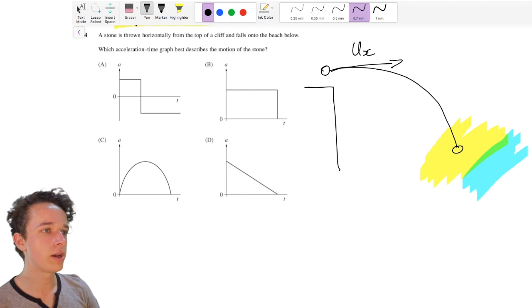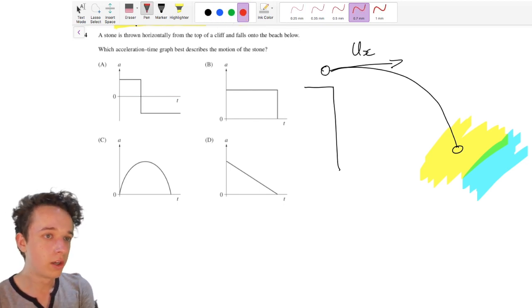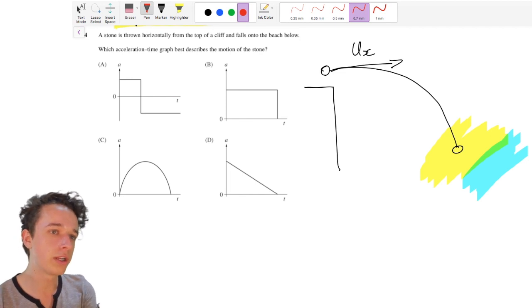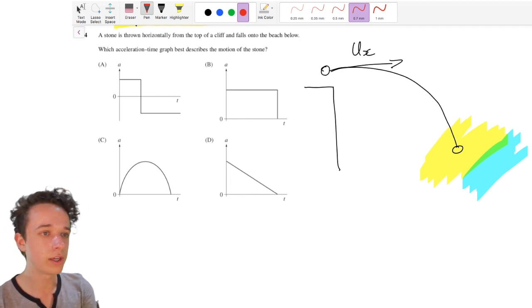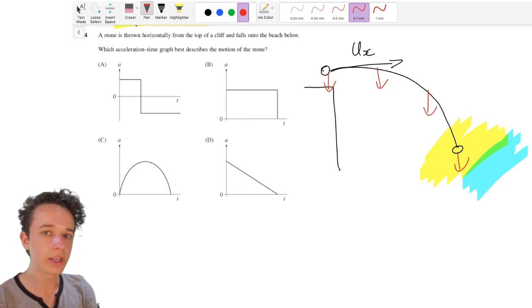Which acceleration time graph best describes the motion of the stone? So we know that at each point in a projectile's motion, the acceleration due to gravity is going to be constant and pointing downwards. So at each point, it's going to have some constant acceleration, right? At each point in the projectile's path, it's going to have some constant acceleration.